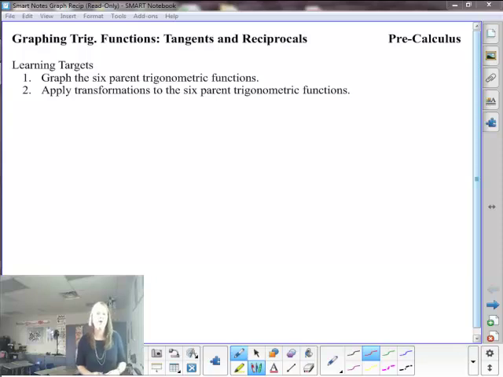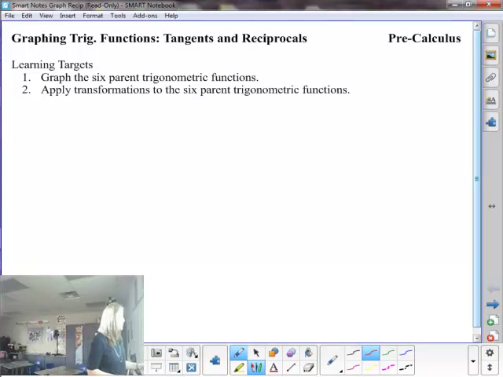Hi everybody, welcome back. We are ready for graphing trigonometric functions. Today we're going to focus on tangents and reciprocals. This is going to go along with lessons 4.5 and 4.6, I think mostly 4.6 in your textbook.